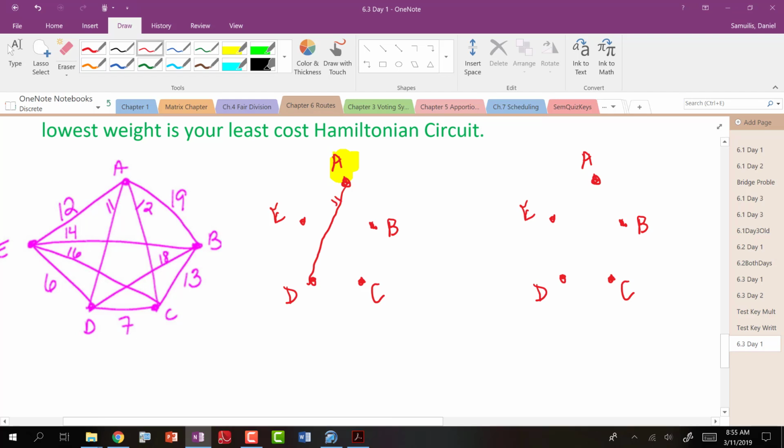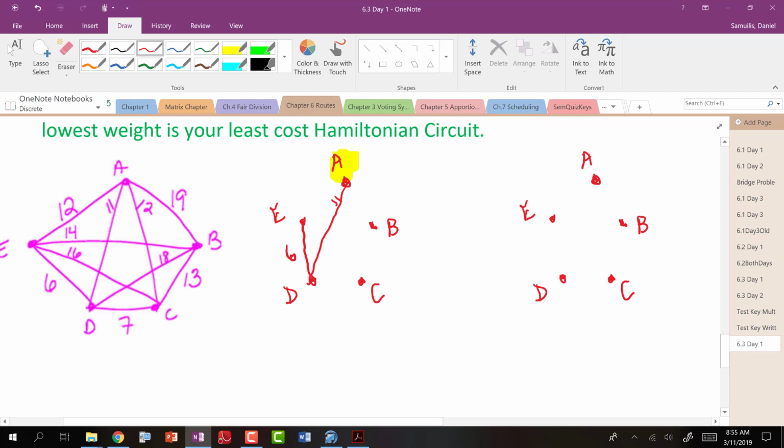Now I'm at D. What you have to understand is I have to avoid A until the end. So now I'm at D. The remaining edges from D, which one is the smallest, and who does it go to? Okay, 6, and it goes to E. So I'm going to select that one, and that's a weight of 6.